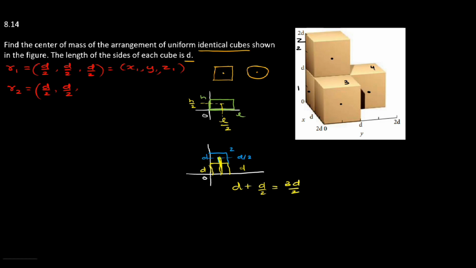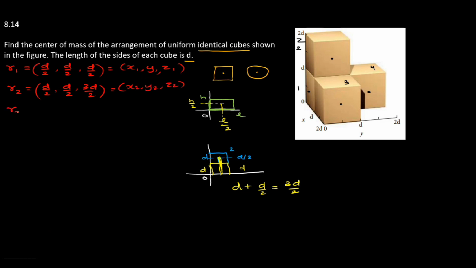Anytime an object is displaced on any one of the axes, x-axis, y-axis, or z-axis, by one cube, like it is placed on top of one cube, placed after one cube, or placed in front of only one cube, the coordinate of the center of mass along that axis will be d plus d by 2, which is 3d by 2. So here, along z-axis, I will write the position of center of mass to be 3d by 2. And we call this x2, y2, z2.